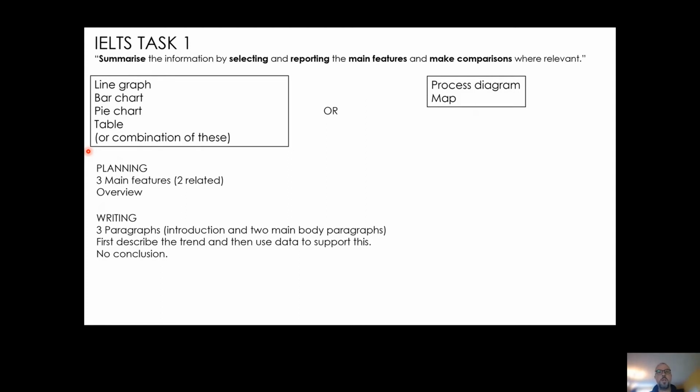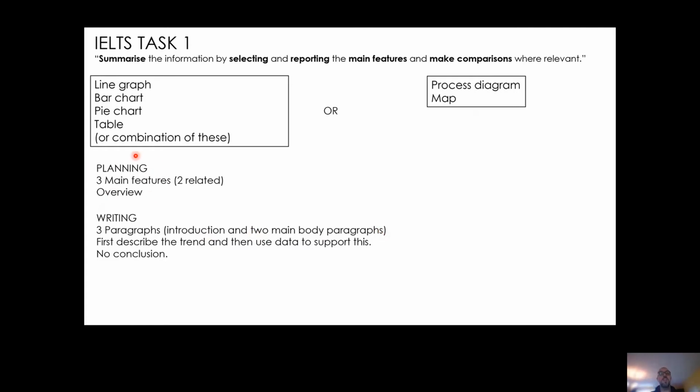So I'll show you how to do this in two maps in this video. How do you divide the information into three main features and two of them related to each other? Now, the reason for this is when we come to writing, we're going to write three paragraphs, but one of them is an introduction. So two main body paragraphs talking about three features together.